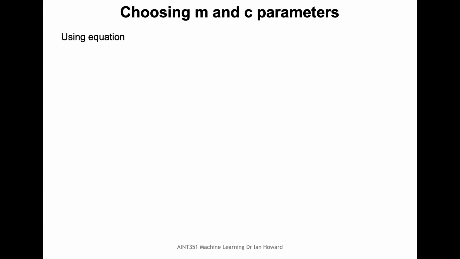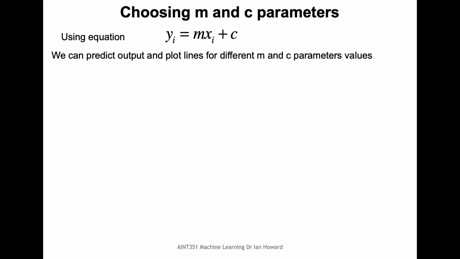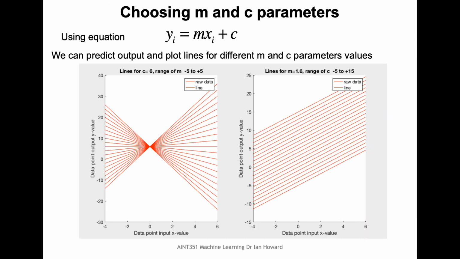So what do the m and c values actually do? If we look at the equation yi equals mxi plus c, we could plot some lines for different values of m and different values of c, just to give a feeling for what kind of effect they have. M is the gradient, so as you can see in the first plot on the left, if we fix c to be some value like 6, as we change m from -5 to +5, we change the gradient of the line. In contrast, if we fix m to some value, 1.6 in this case, then changing c, in this case from -5 to 15, just shifts the line up and down. So this is the gradient, and this is shifting it up and down.